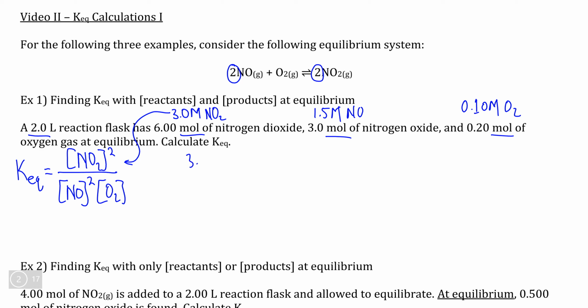So that would be 3 moles per liter of nitrogen dioxide squared divided by 1.5 moles per liter of nitrogen monoxide squared times 0.10 moles per liter of oxygen gas. And if you put this into your calculator, this comes to exactly 40. And again, because we're dividing concentration by concentration, KEQ has no units because the concentrations cancel each other out.